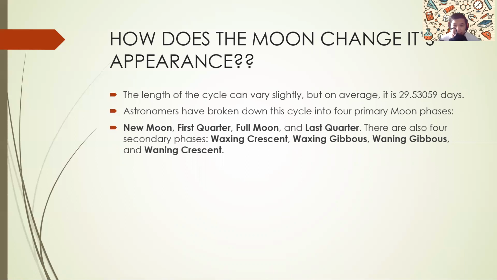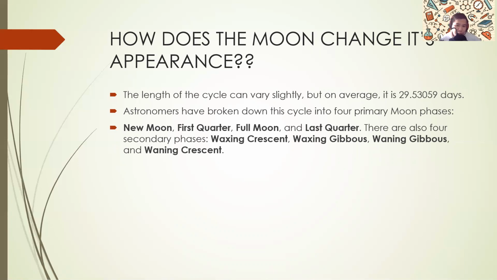Waxing means that it is growing, so a waxing crescent means that the moon is slowly growing. It's still a baby crescent. It will slowly become a first half moon, then a waxing gibbous, meaning it's growing and is now on a gibbous size. After that, it will grow into a full moon.